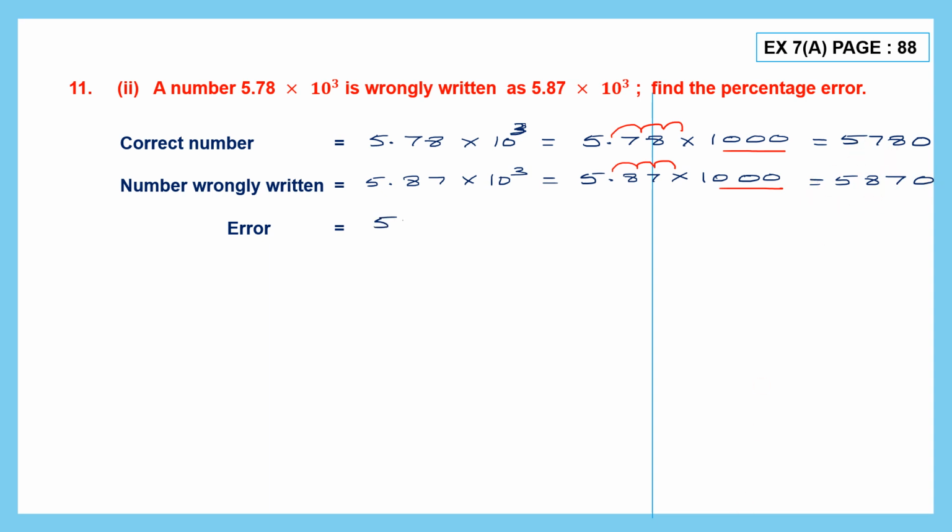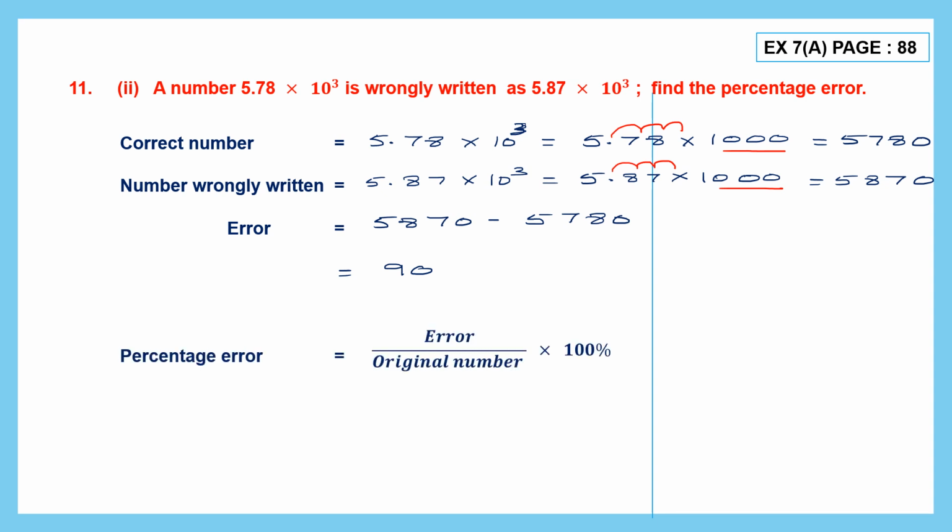So 5870 minus 5780. What is the error? The error is 90. So here we have 90 as the error. Now to find the percentage error is what we've been asked. So we use this formula, error by the original number into 100. So what is the error here? 90, and the original number is 5780.